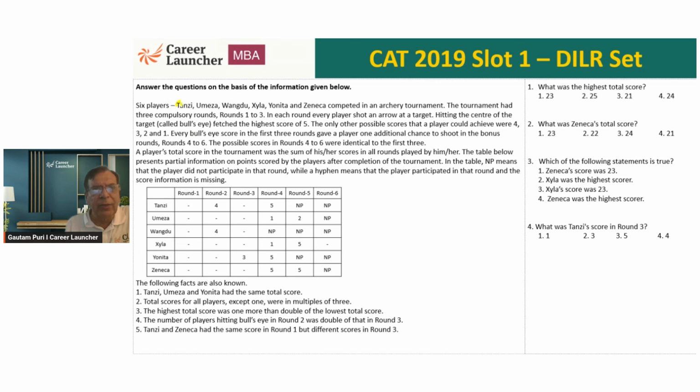Okay, 6 players, T, U, W, X, Y, and Z competed in an archery tournament. The tournament had 3 compulsory rounds, round 1, 2, 3. In each round, every player shot an arrow at the target, hitting the center of the target called the bullseye fetched the highest score of 5. So the center of the target is called the bullseye. 5 is the highest score. If you hit the center of the target, you get 5. The only other possible scores that the player could achieve were 4, 3, 2, 1. So the scores which you could get were 1, 2, 3, 4, 5.